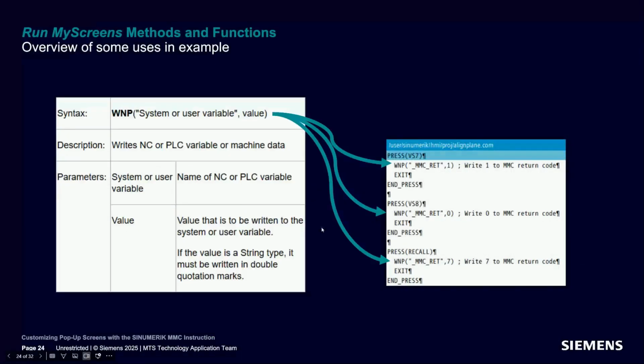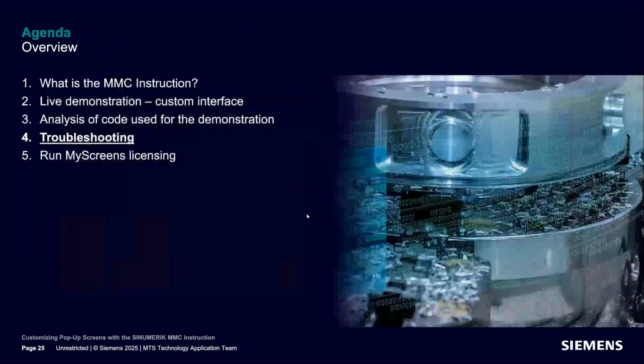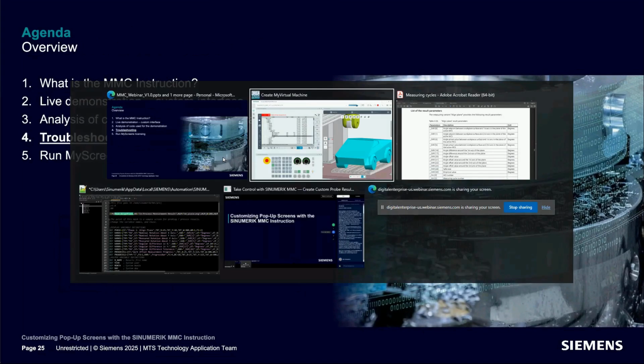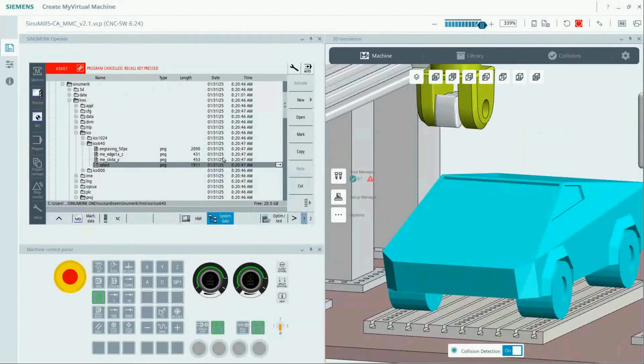So moving on, I wanted to talk about a function. This function is the write NC or PLC variable function, and that's the one you can see here. We can move on in a bit to troubleshooting, but I want to take another look a little bit deeper into our application at some of the features and functions that I didn't get to in the presentation.